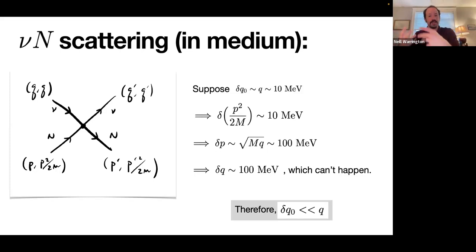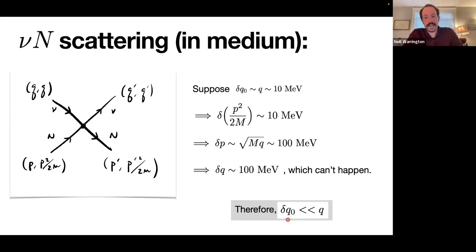It must change by 100, and that's because the nucleon mass is big. Well, if the nucleon momentum changes by 100 MeV, that had to come from somewhere. That had to come from the neutrino. This would imply that the neutrino gave up 100 MeV of momentum, which just can't happen because it started out with only 10 MeV of energy.